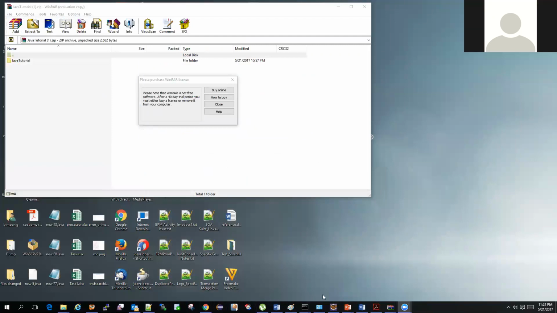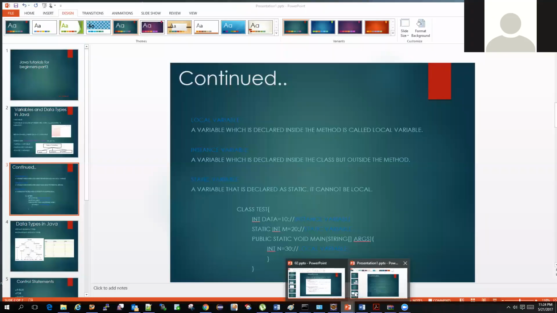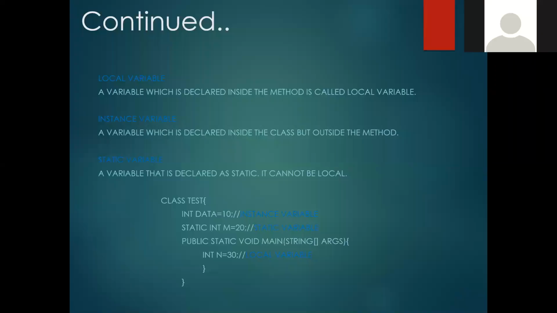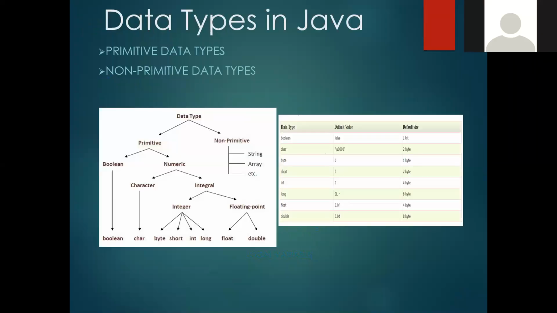So we'll go with the slide again. There are various data types in Java. It's basically divided into primitive and non-primitive. What is a primitive data type? It's Boolean, numeric, character, integral, integer, floating point, and again it is subdivided into char, byte, short, int, long, float, double. And non-primitive is string, array, and so on.